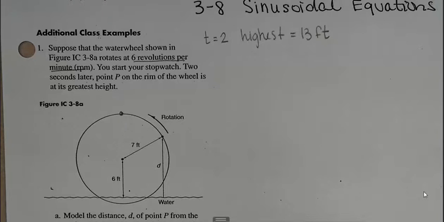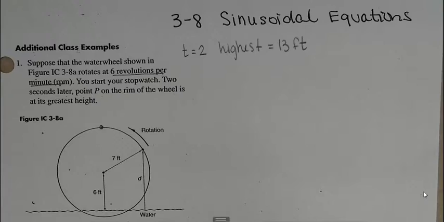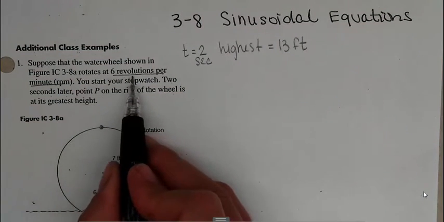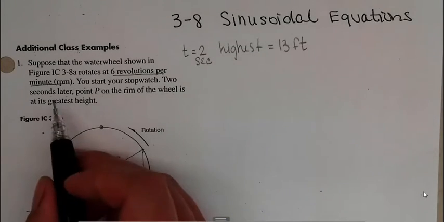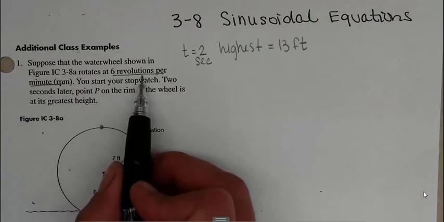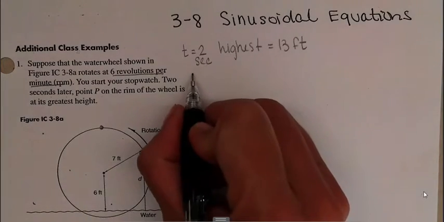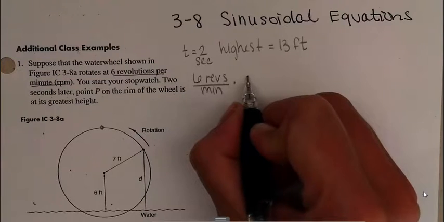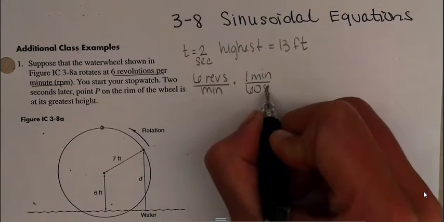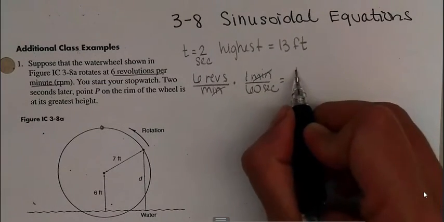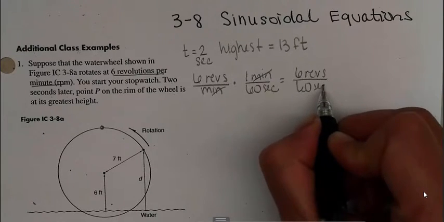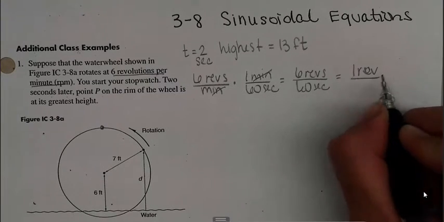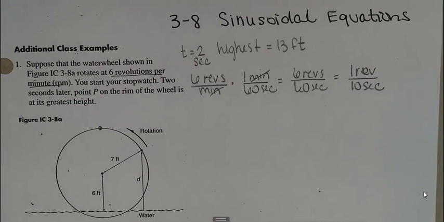So I think the first thing that we should do, oh, well, here's a problem. My time is 2 seconds, so this is seconds. My revolutions are given to me as 6 revolutions per minute. So actually, probably the first thing that I should do is convert from 6 revolutions per minute and see how many that is per second. If I have 6 revs per minute, and I know that 1 minute gives me 60 seconds, then I'm going to have 6 revs per 60 seconds. I can do this a couple ways, but how about 1 revolution per 10 seconds? So every 10 seconds I get 1 revolution.